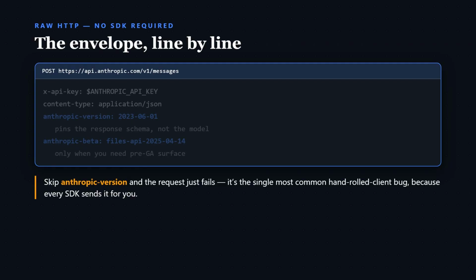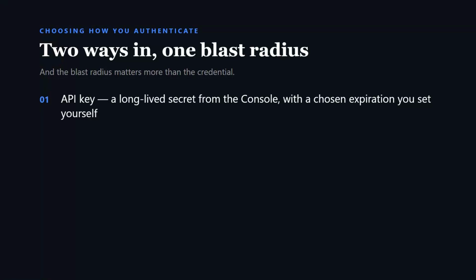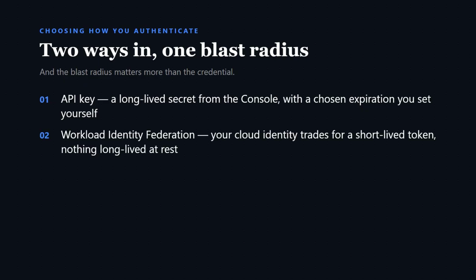An API key is the simple path, long-lived, sits in an environment variable, and now it comes with a chosen expiration you set yourself, so a key that worked last quarter and fails today may just be expired. Workload Identity Federation is the other option. Your workload proves its identity to its own cloud provider, trades that for a short-lived Anthropic token, and nothing long-lived ever sits at rest.